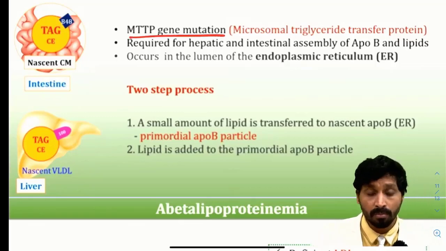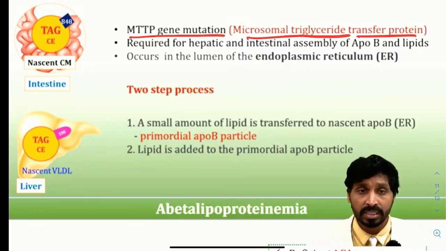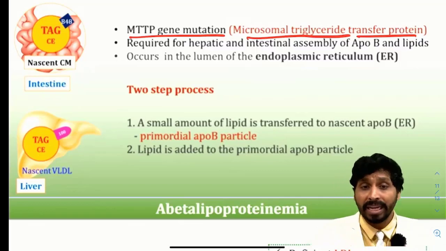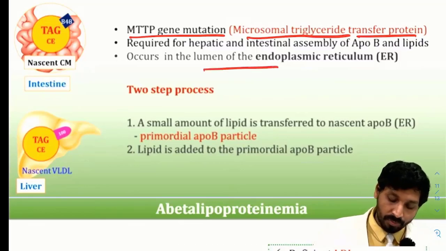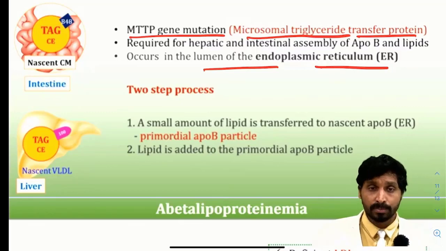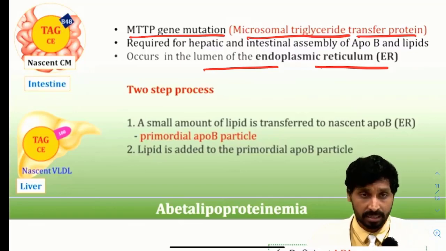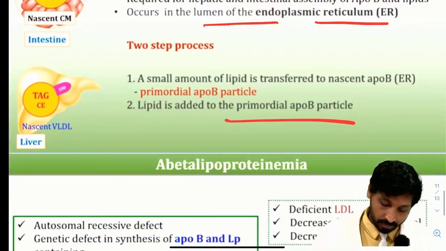What is the full form? Microsomal triglyceride transfer protein. Because of absence of this gene, there is no synthesis of microsomal triglyceride transfer protein, which is required for hepatic and intestinal assembly of ApoB and lipids. This process occurs in the lumen of the endoplasmic reticulum, and it is a two-step process. A small amount of lipid is transferred to nascent ApoB in the endoplasmic reticulum, forming a primordial ApoB particle. Then more lipid is added to the primordial ApoB particle.